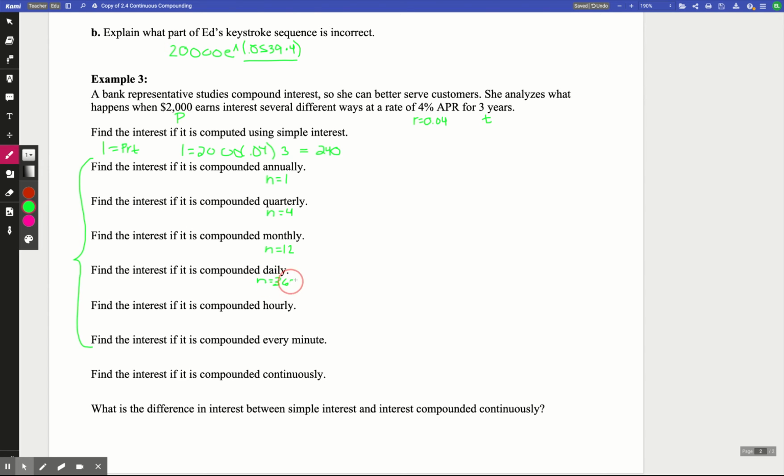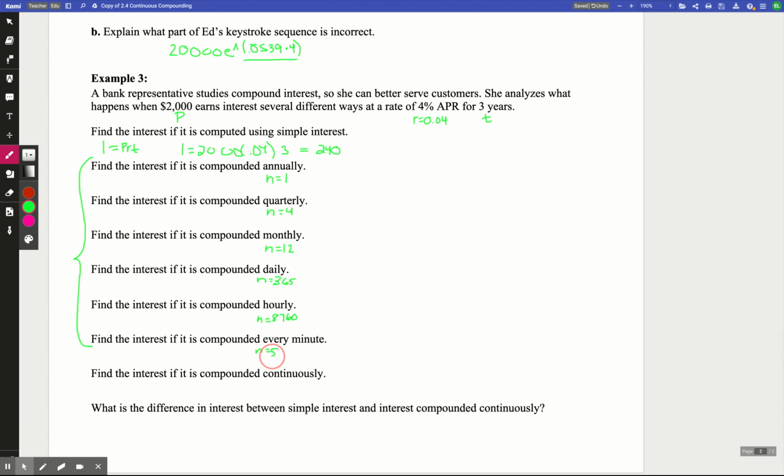So first I'm just going through and identifying those compound frequencies. I believe there are 8,760 hours in a year. There are 525,600 minutes in a year. All right, and then we can take the time to write out the formulas.